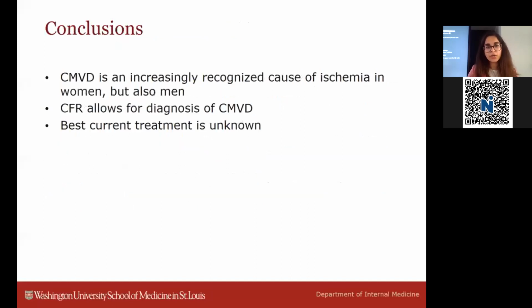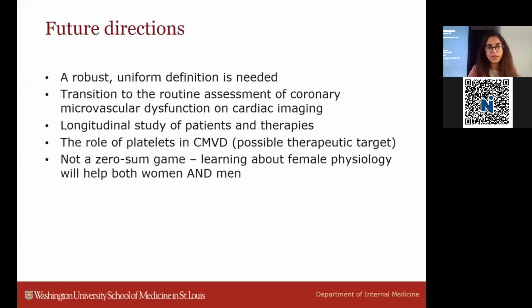So CMVD is increasingly recognized as a cause of ischemia in both women and men. CFR allows for diagnosis of CMVD. We don't know the current best treatment. And here are some future directions. We need a uniform definition. We need to transition to routine assessment of coronary dysfunction or microvascular dysfunction on cardiac imaging. And we definitely need longitudinal studies of both patients and therapies. Learning about female physiology is going to help both women and men.